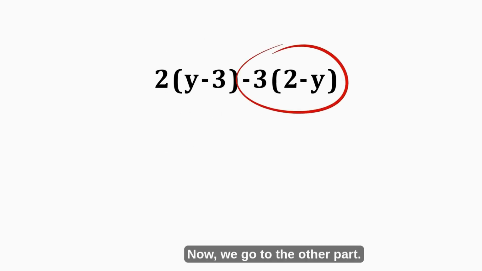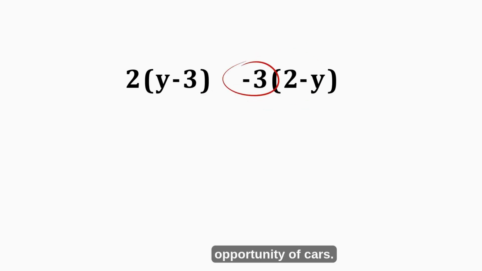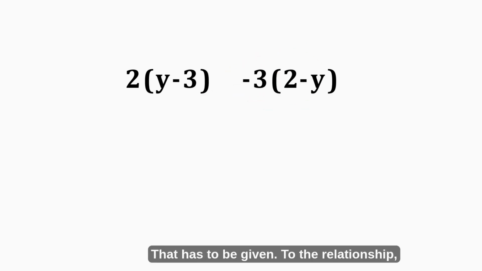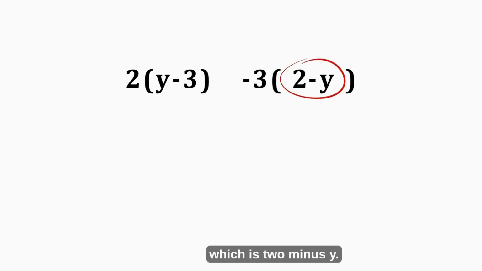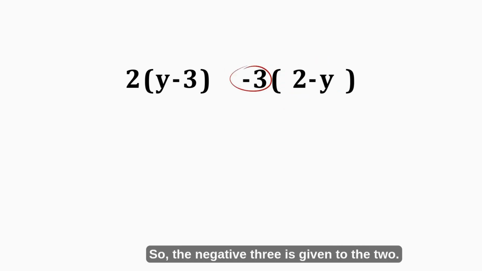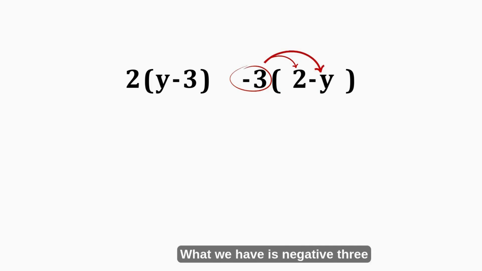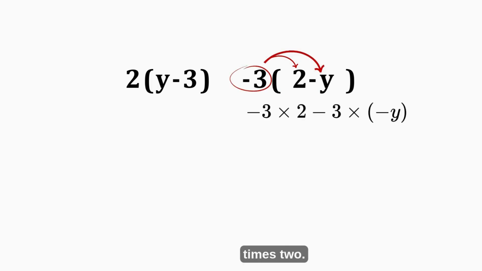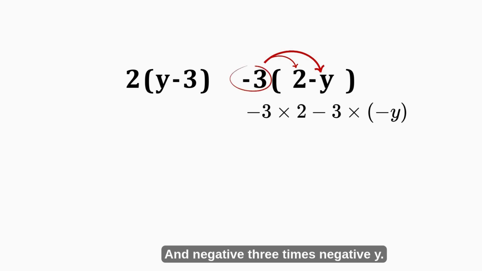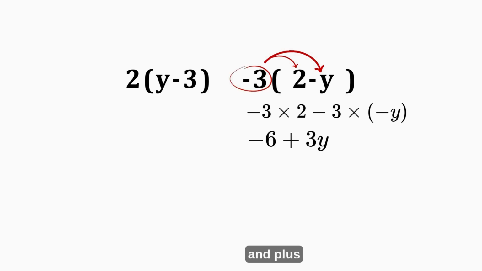Now, we go to the other part. The negative 3 in this case is acting as the opportunity of cars that has to be given to the relationship, which is 2 minus y. So the negative 3 is given to the 2, and again the negative 3 is given to the negative y. What we have is negative 3 times 2 and negative 3 times negative y, which will further give us negative 6 and plus 3y. That's it.